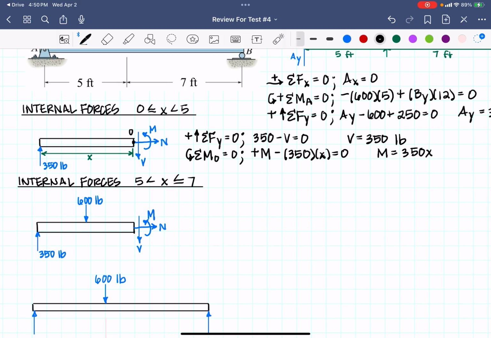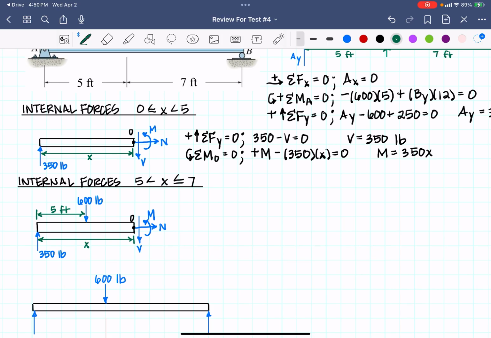And I'm going to say that point at the end is point O for when I sum my moments. My distance from A to the 600-pound force is 5 feet, and I am still going to call the distance to O from A as x.